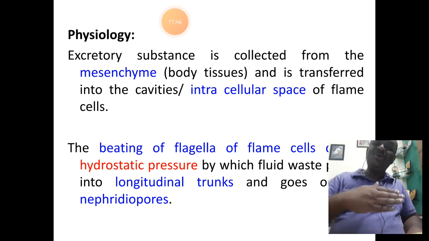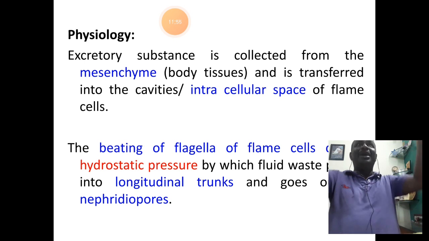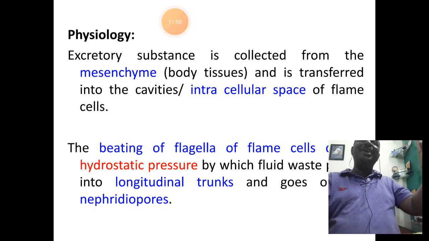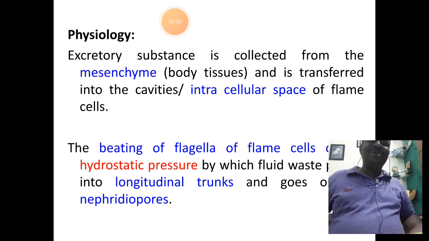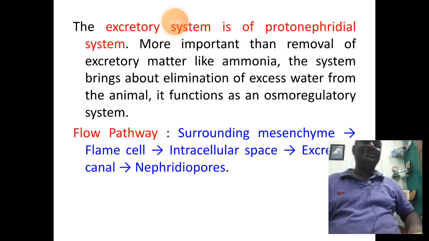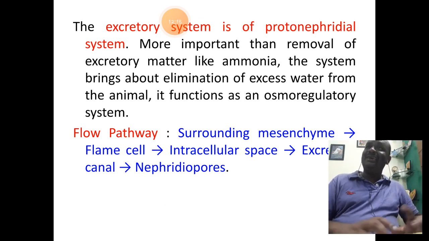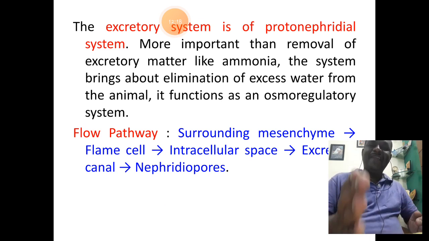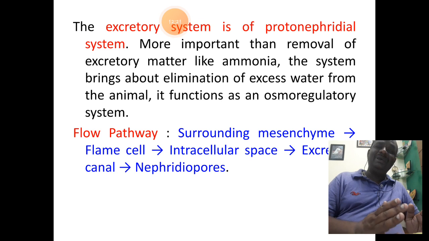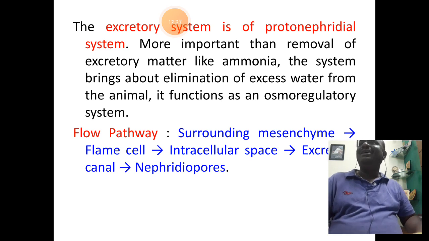As we have understood, the beating of this flagella within the flame cells will bring about hydrostatic pressure. So all the fluid will start flowing from each of the flame cells into the excretory canal, that is the longitudinal excretory trunk. Once it reaches there, it is thrown out by means of nephriospores. So the excretory system is also called the protonephridial system because it is flame cells and excretory canals and nephriospores. All these three structures together are involved in removal of the excretory waste.